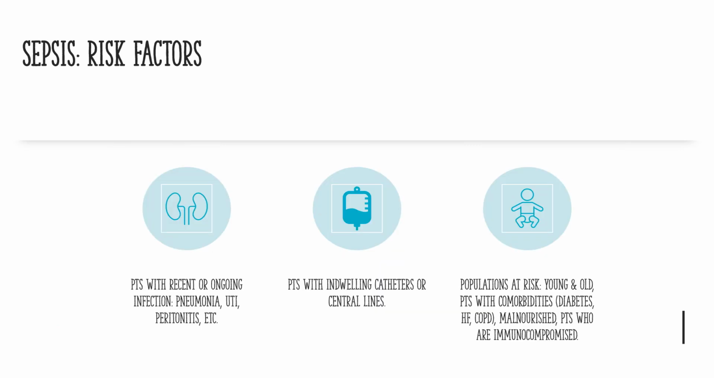Next up, let's take a peek at who's at risk for sepsis. So really, patients with any sort of recent or ongoing infection, our number one contributors are pneumonia, UTI, peritonitis. Other patients that are at risk for developing sepsis are patients with indwelling catheters or central lines. So this could be a midline, a PICC line, a port, etc. Other populations are your young and old, patients with comorbidities, diabetes, heart failure, COPD, your malnourished patients, patients who are immunocompromised. Okay, so think about those populations.